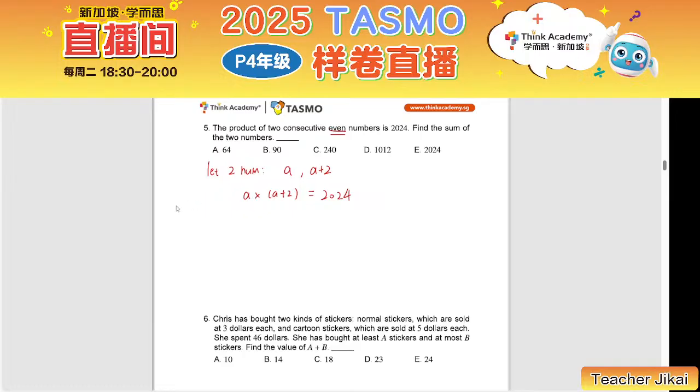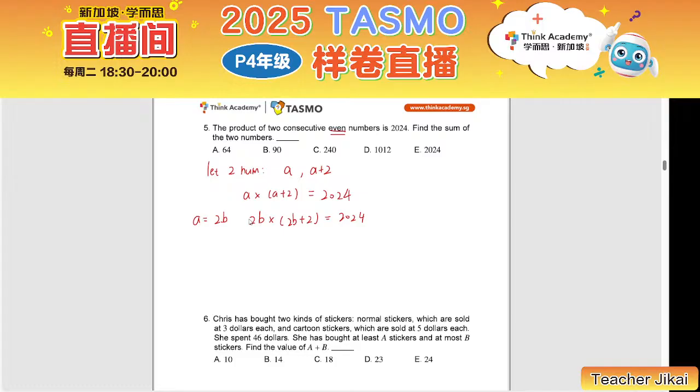So even number will give you what? Even number, we can make it as 2b, and b is an integer here, right? This is an even here. So when we make a become 2b, the whole thing will become 2b times (2b plus 2) equal to 2024. And then we can extract the 2 here, right?